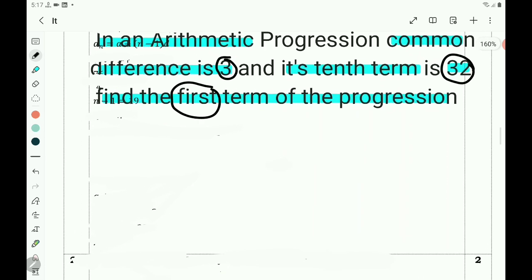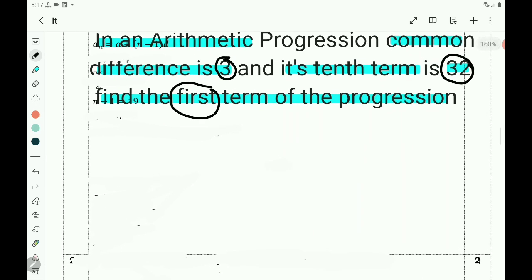Here you note it down. The common difference, what is the symbol of the common difference? d. d is 3. Common difference is 3. And the 10th term means an is given, that is 32. n equals what? It is the 10th term, means n equals 10. What we have to find out?